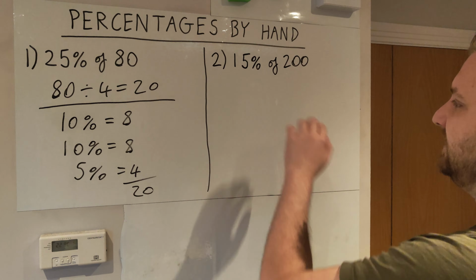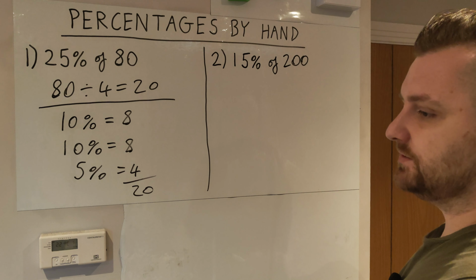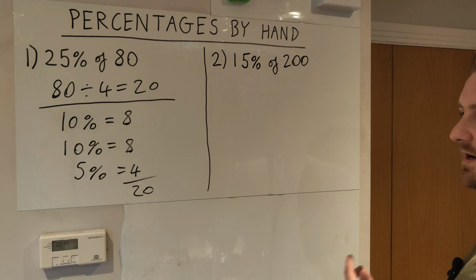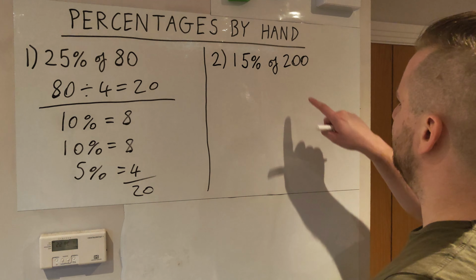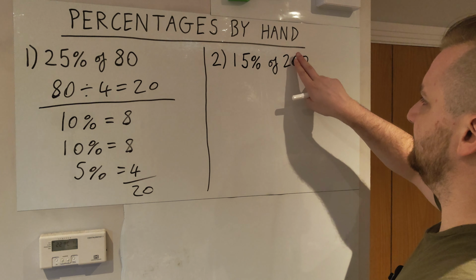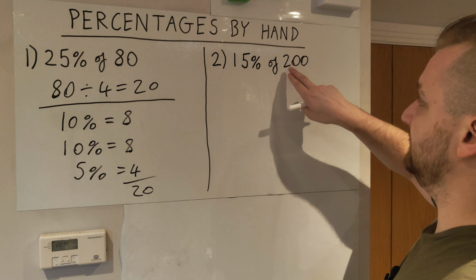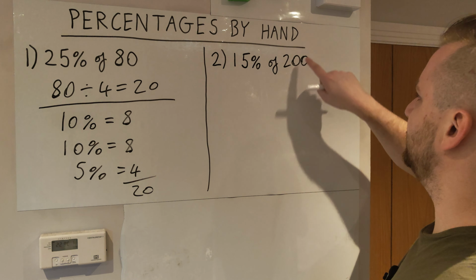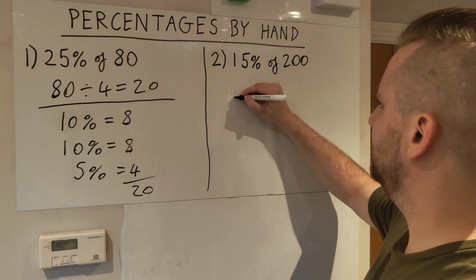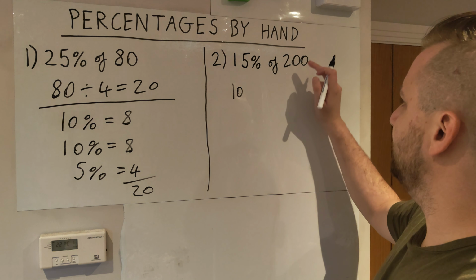So 15% of 200, right? So like I said before, you could work out 1% or 10%. So 1%, you'd remove the 2 zeros, quite easy to do, is 2. So let's just remove 1 zero to get 10%, because we're dividing it by 10.